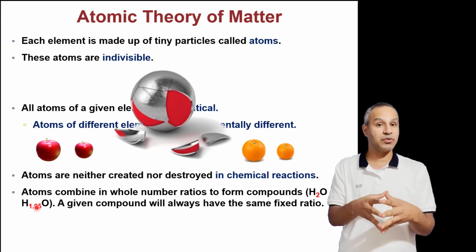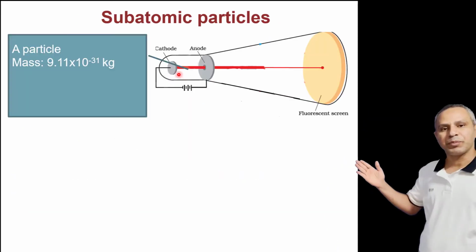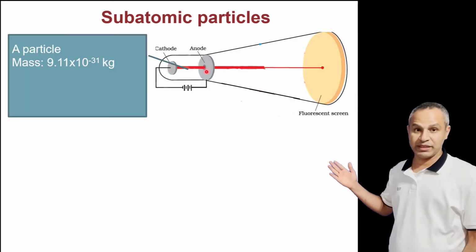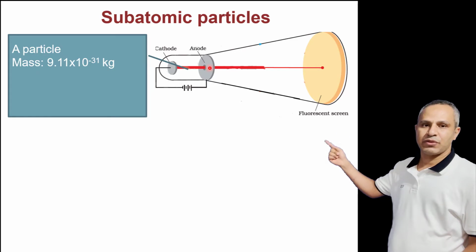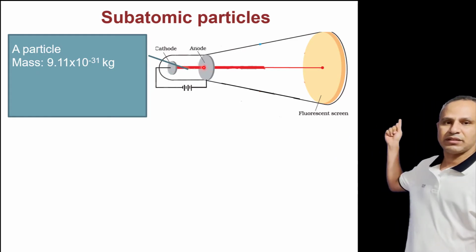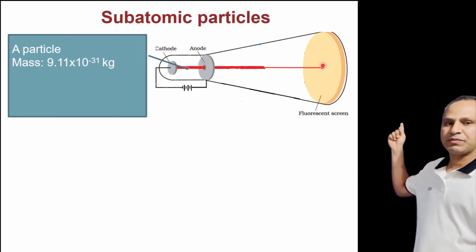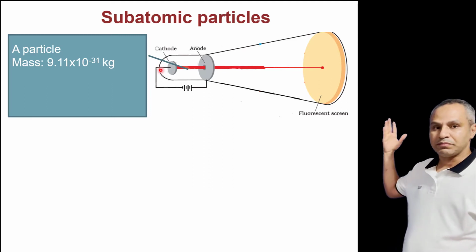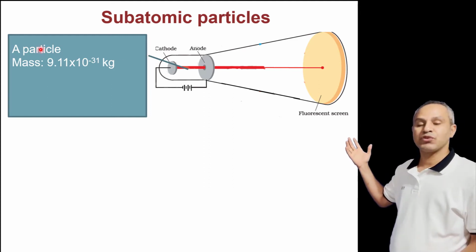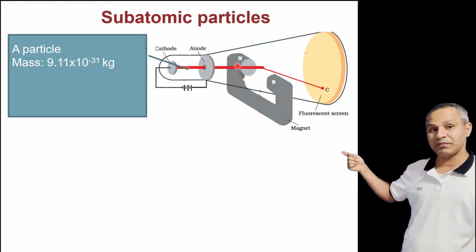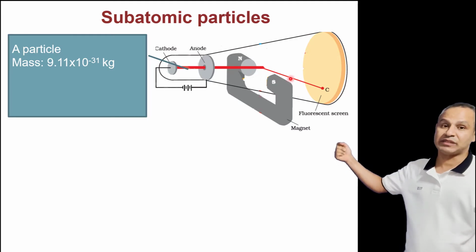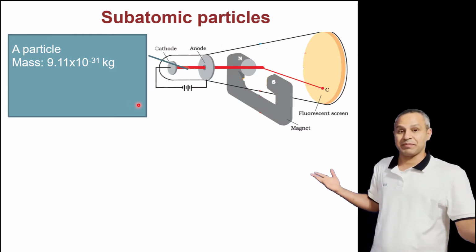In one of the experiments to discover subatomic particles, we put two high voltage electrodes in a vacuum tube. And when you apply high voltage, you see that there is a beam that comes out of the cathode towards the anode and can be detected on the detector right here. This beam was found to be a beam of particles with a mass of 9.11 times 10 to negative 31 kilograms. If you put a magnet perpendicular to this beam, we observe that the beam gets attracted to the magnet, which means this particle is magnetic.